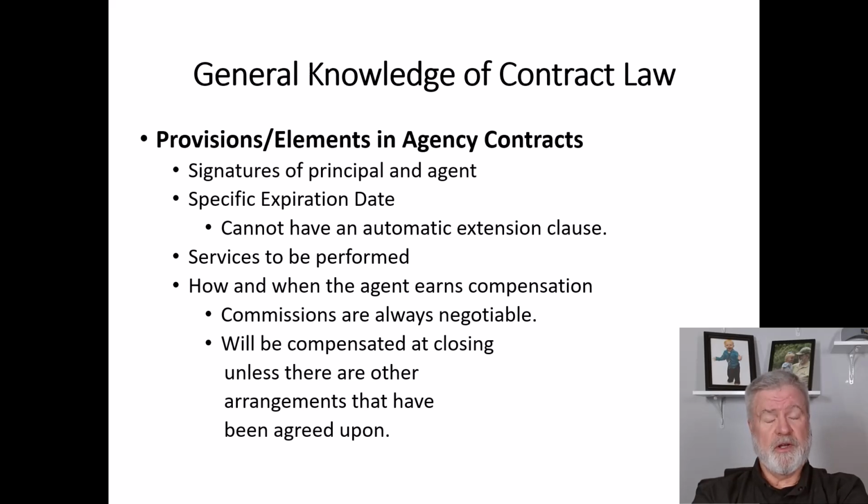And I will tell you, typically, if it doesn't close, I don't know of any agents that will insist on compensation, even though legally they may in fact be due the commission. If it doesn't close, typically we just let it go and try to get another house under contract, and hopefully it'll close. But just make sure you understand that part of it.